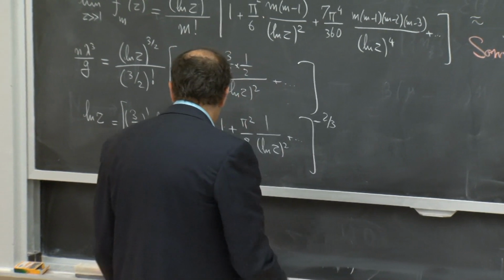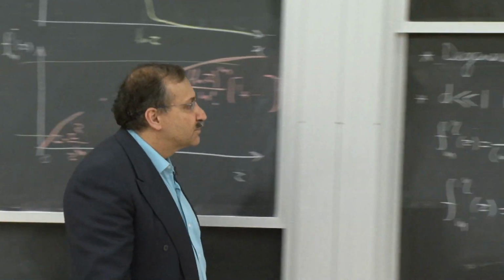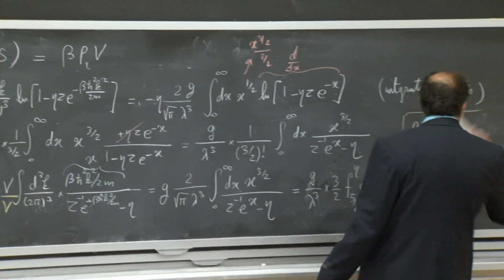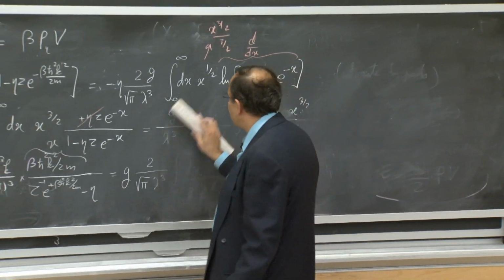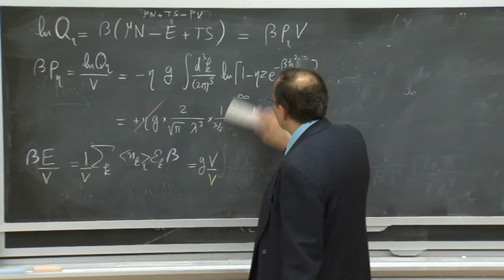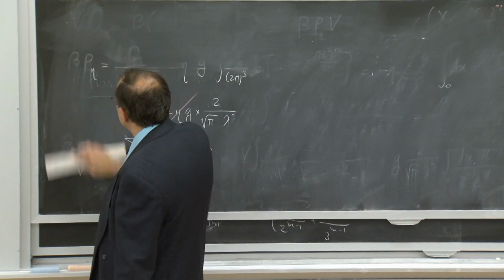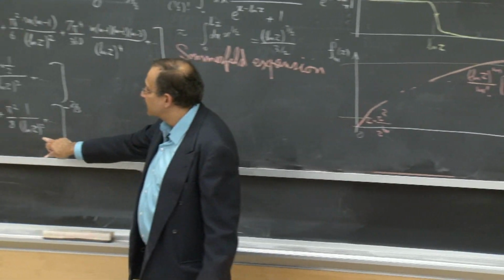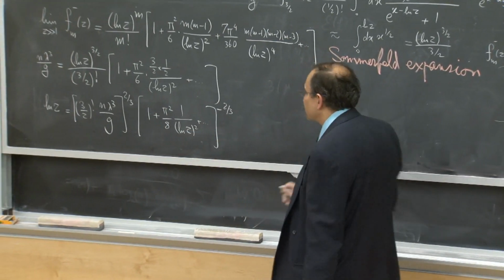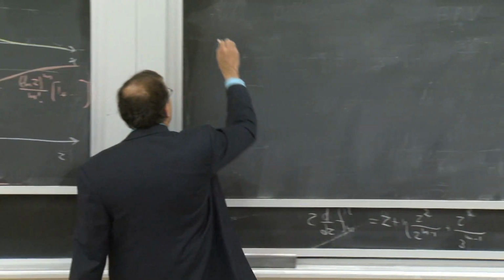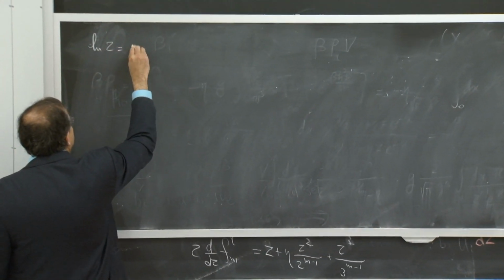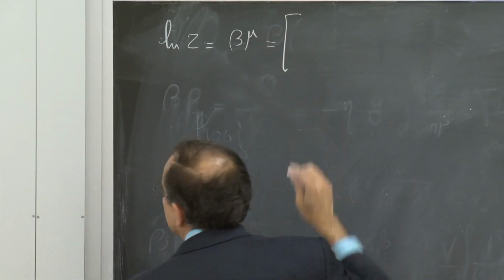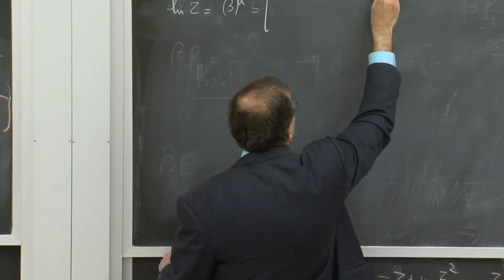Okay. So at the lowest order, what I need to do is to calculate log z from the 0th order term, and then at the next order, substitute that value of log z in here and get the next correction. So the lowest order correction will tell me that log z, which I remind you is simply beta mu, is this combination raised to the 2/3 power.